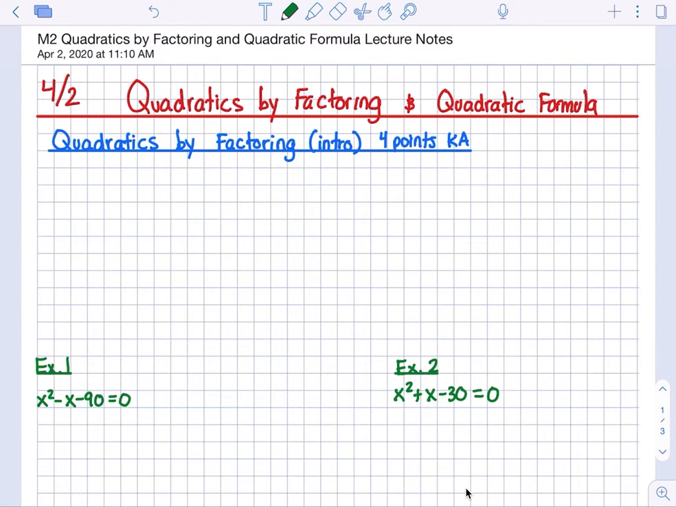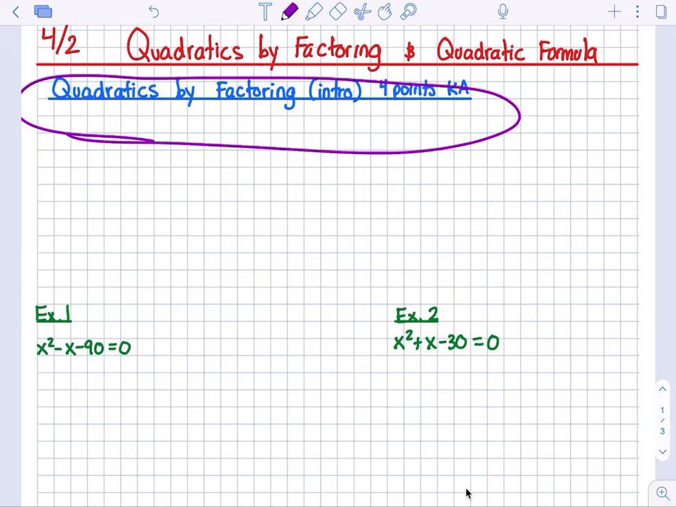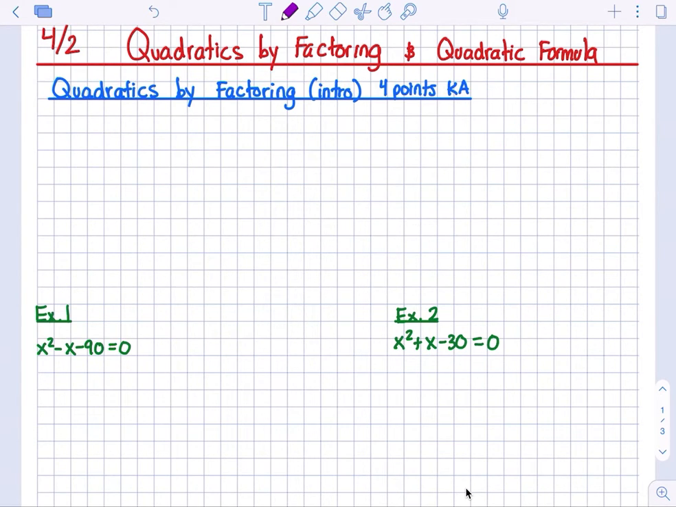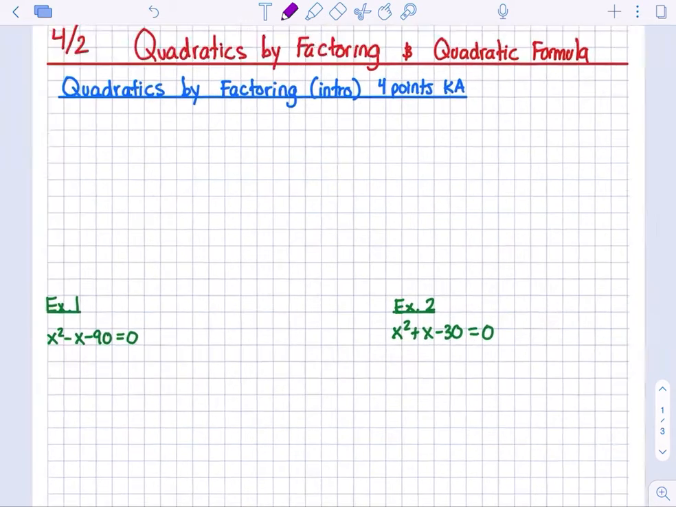This is going to be talking about quadratics by factoring and the quadratic formula. Both of these are pretty much review, guys, but that's okay. When you look at quadratics by factoring, notice how I'm going to be writing the titles of the Khan Academy assignments right here, so you know which examples will be for which type of problems.